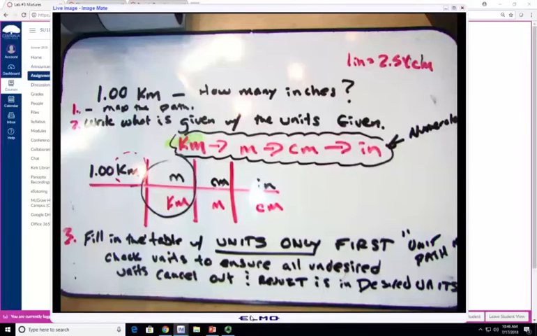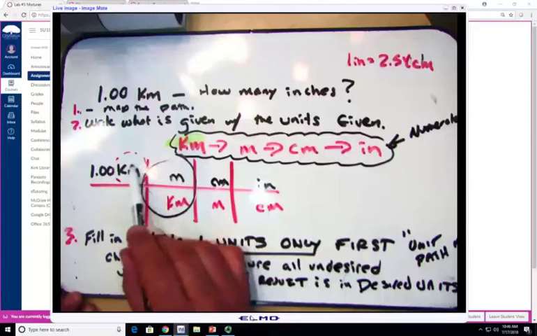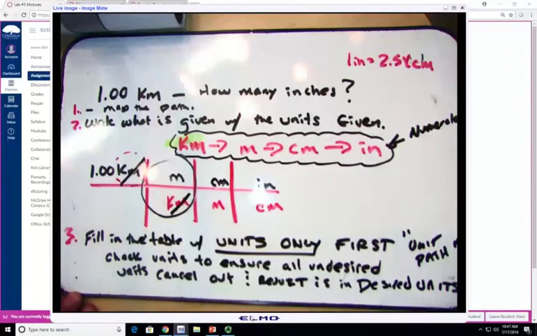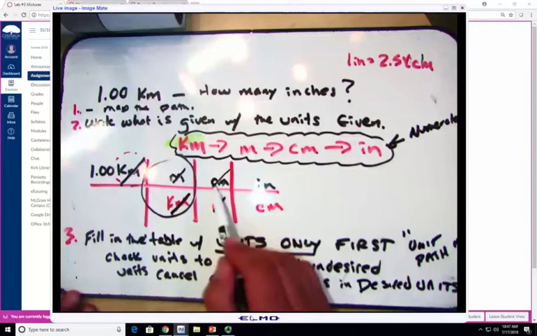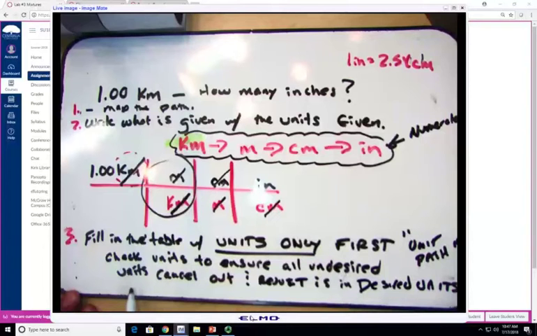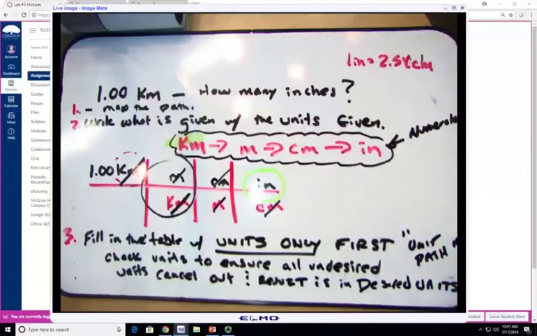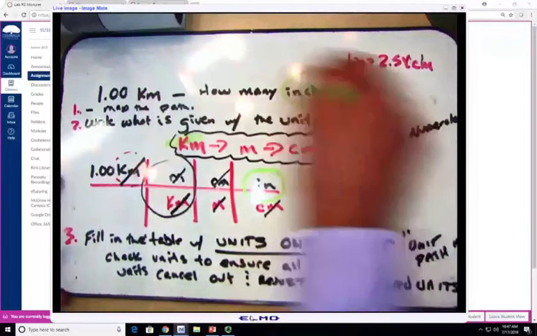I'm going to cancel out. Everyone see kilometers and kilometers cancels out, right? Kilometer over kilometer is 1, so that cancels out. Meters over meters is 1, so that cancels out. Centimeters over centimeters is 1, so that cancels out. The last unit is inches. That's what the problem is calling for, inches.